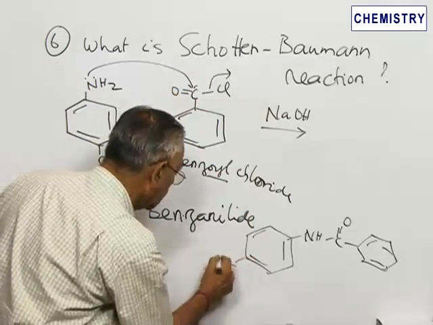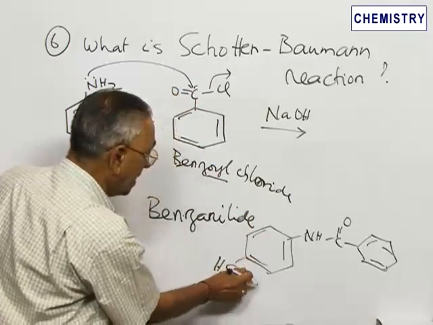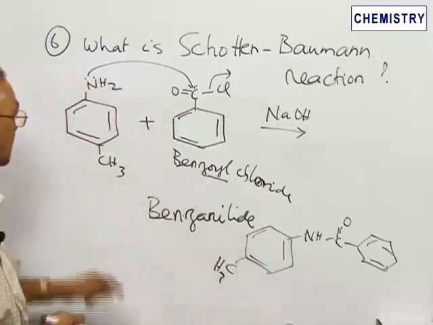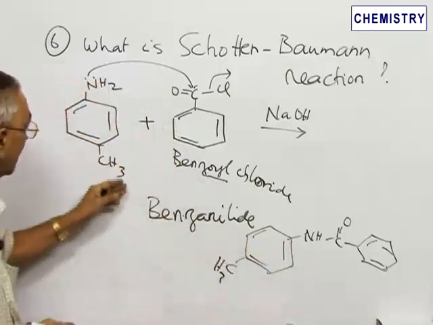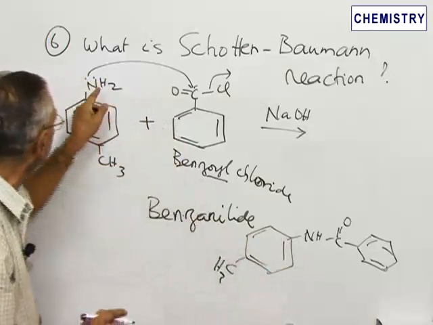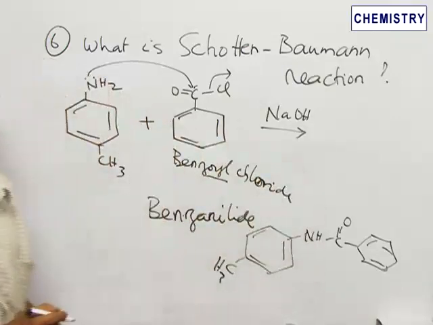This methyl group should also be there. This methyl group anyway is not going to be affected, but the methyl group is also there. Supposing we have any other group like ethyl or any other group, that group is not affected. It is only the amine group that gets affected in this.